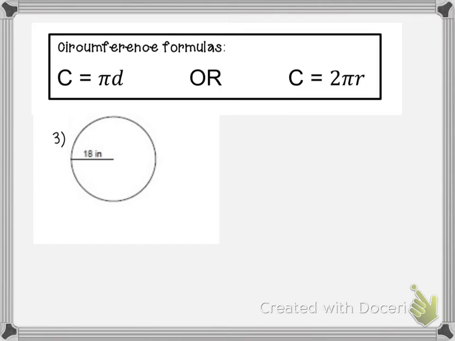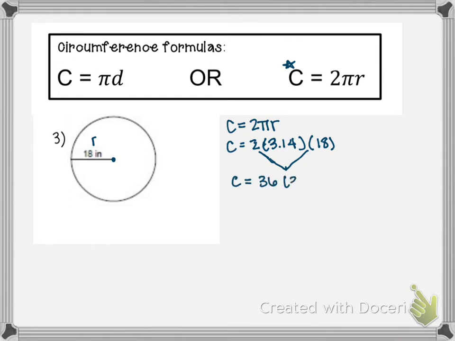So that's how to go from radius to diameter. And now we're going to focus on actually finding circumference. Here we see that it goes half the distance, so this is our radius. That means I'm going to use this formula right here, and I'm going to write my formula always. C equals 2 pi r. Now I'm going to plug in my values. I have a 2, we are going to use 3.14 for pi, and my radius is 18. When finding circumference with this formula, I always multiply my 2 times my radius. And I get that C equals 36 times 3.14.